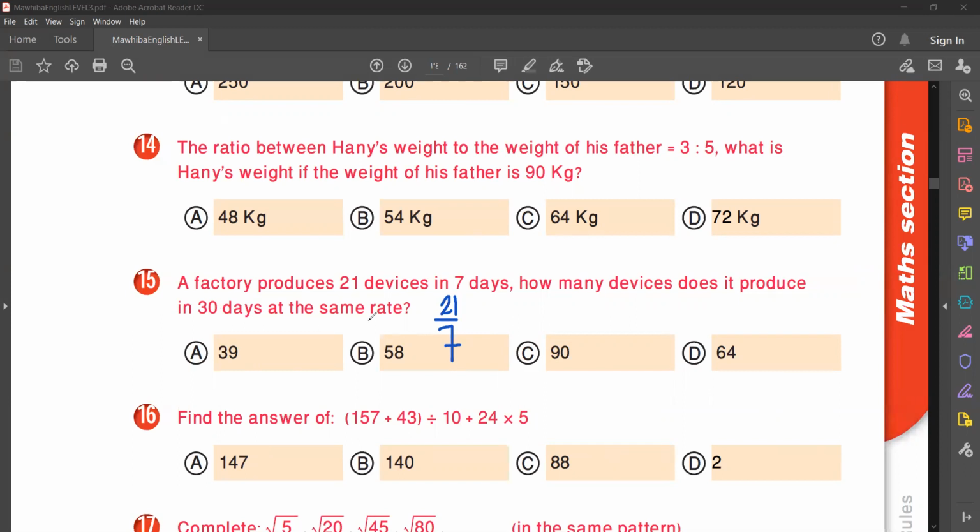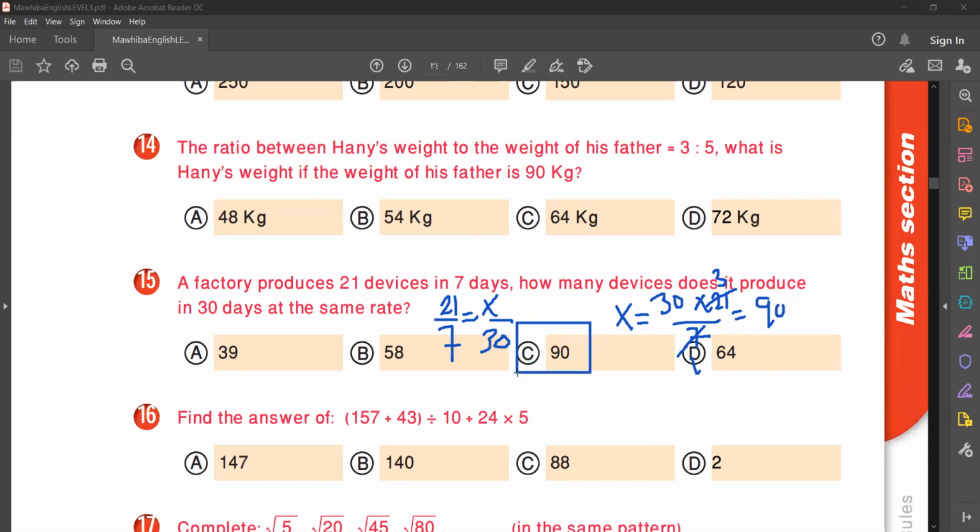Now he said how many days here? We can write x of how many days? Oh, we have 30 days. How many does it produce? You multiply it, then x equals 30 times 21 divided by 7. You simplify 7 with 21. It is 3. 30 times 3, it is 90. So the answer is C.